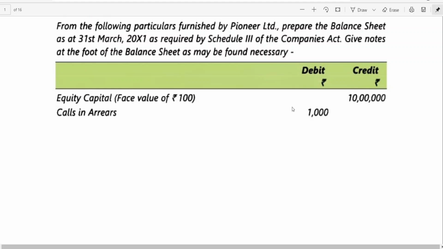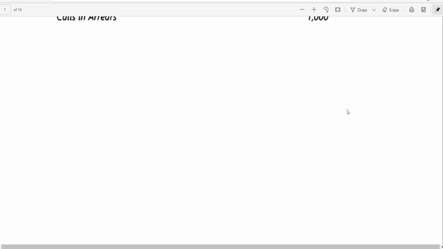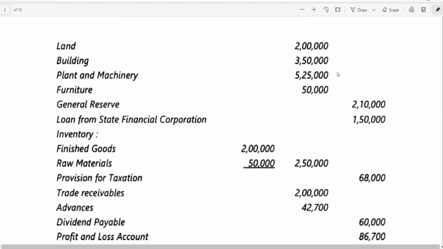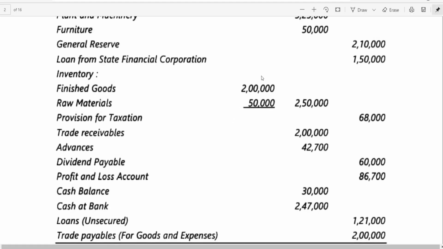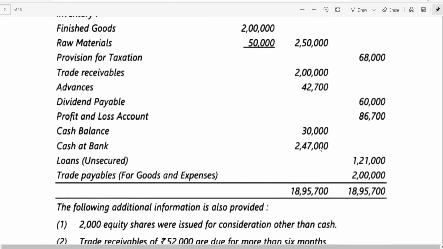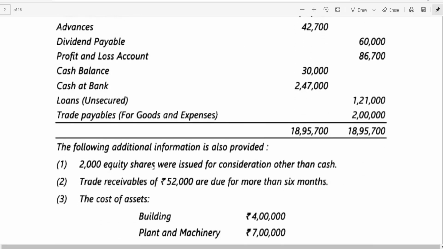Equity capital 10 lakhs, calls in arrears 1,000, land 2 lakhs, building 3 lakh 50,000, plant and machinery, furniture, general reserve, loan from State Financial Corporation, inventory of finished goods, raw materials, provision for taxation, trade receivable, advances, dividend payable, P&L account, cash balance, cash at bank, loans unsecured, trade payable for goods and expenses.